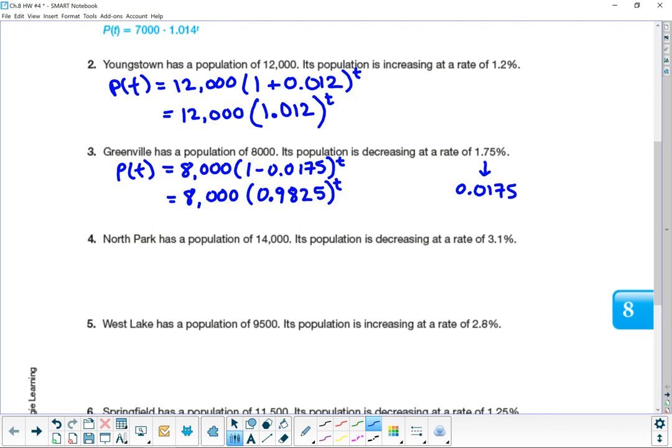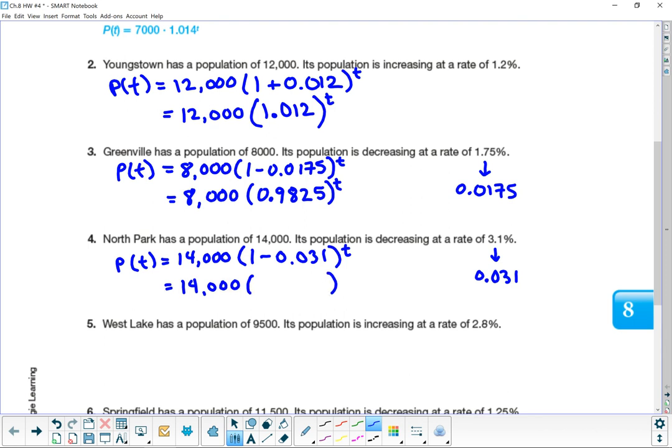Okay. Number 4, North Park has a population of 14,000. So that means that I have P of T equals 14,000. And then it's going to be 1, and it's decreasing as well, so it'll be 1 minus 3.1%, which is 0.031. So it'll be 1 minus 0.031, and to the t power. So we're going to have 14,000. And then what does 1 minus 0.031 make? Well, use your calculator, and you will get 0.969. So you will get 0.969, and that's to the t power.